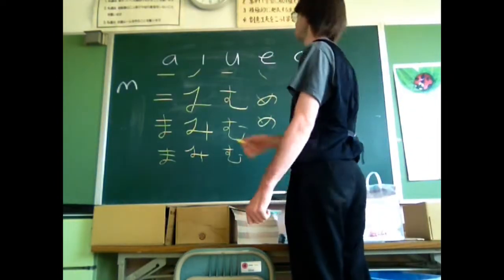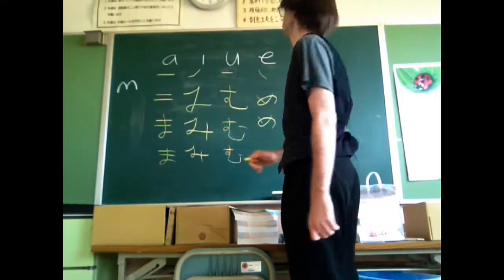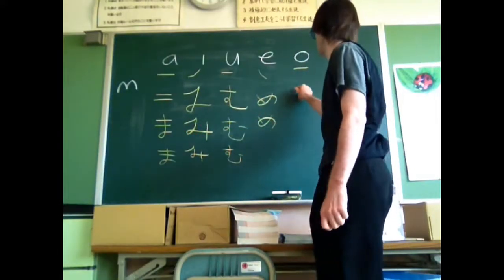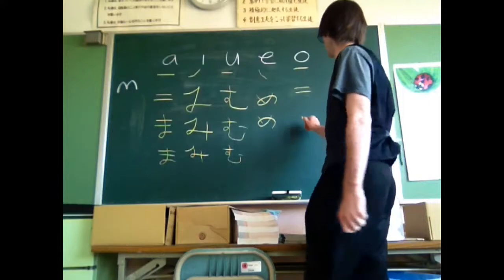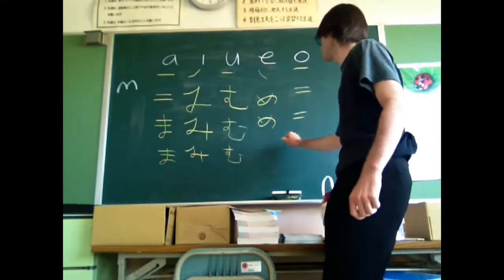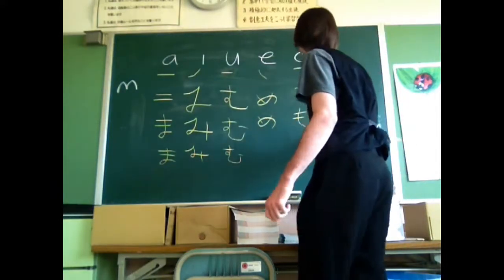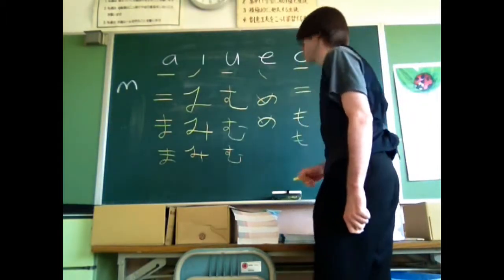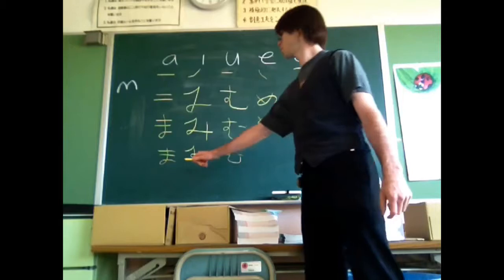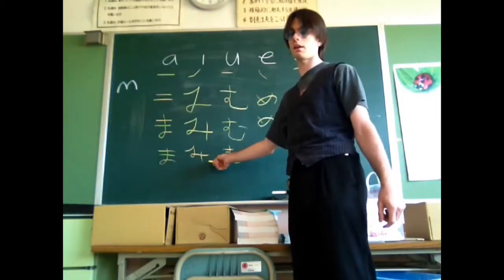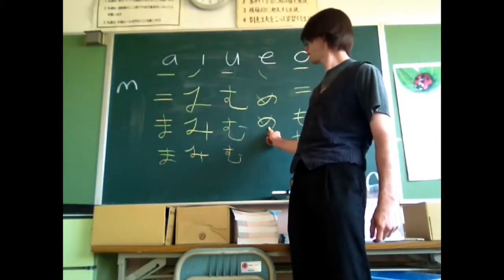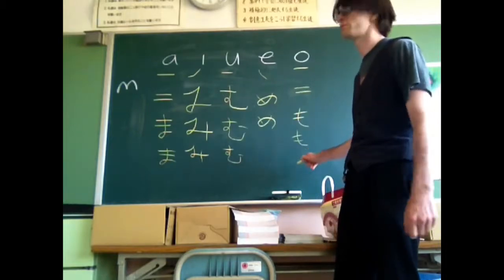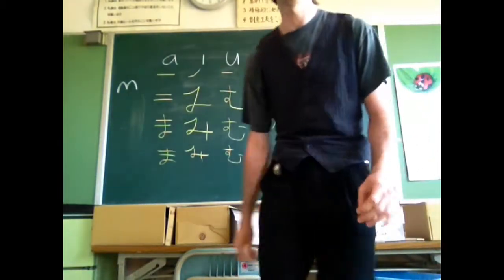Finally, mo. Mo and ma actually look relatively similar. Mo starts first stroke, second stroke, and then third stroke. Instead of going around and out like that, we're just going to go like that. Mo. So we've got ma, mi, mu, me, and mo. Let's move on to the next one.